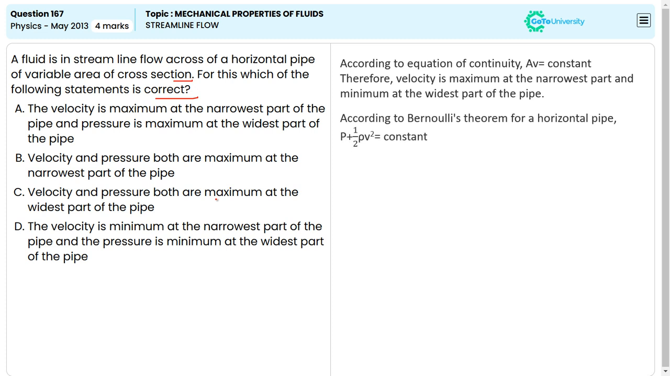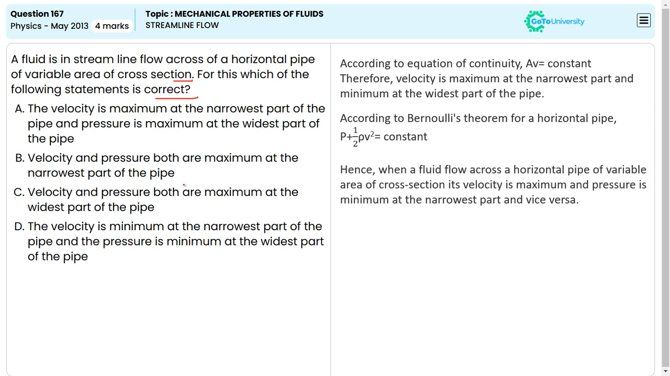According to Bernoulli's theorem, for a horizontal pipe, P plus 1/2 rho V squared is equal to constant. Hence, when a fluid flows across a horizontal pipe of variable area of cross section, its velocity is maximum as the area gradually decreases. That means at the narrowest point, the velocity is maximum and the pressure is minimum.